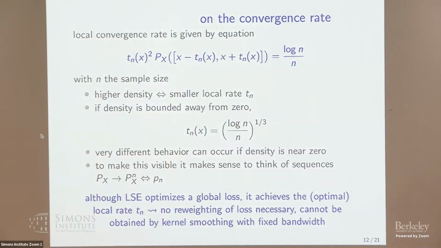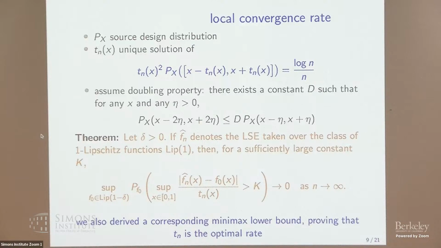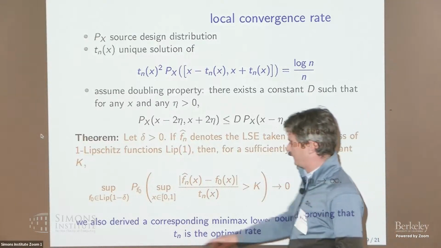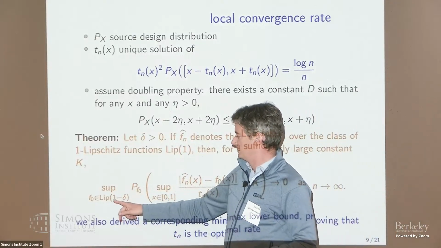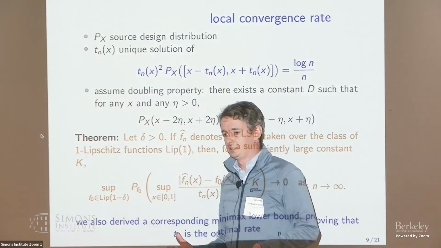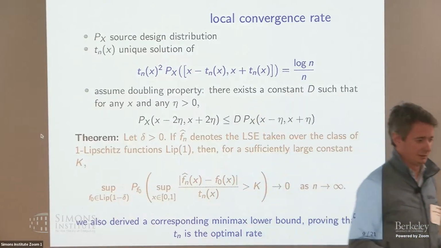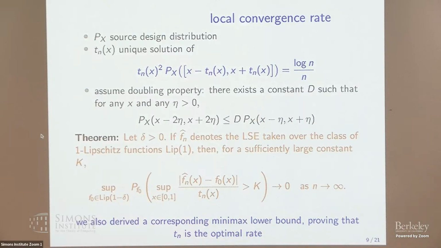So back to delta. You're going over the class of 1 minus delta Lipschitz. Is that the Lipschitz constant? Yeah, that's the Lipschitz constant of the true regression function. Say for simplicity, the true regression function has Lipschitz constant 1/2, but you take the least squares estimator over all 1-Lipschitz functions. So you look at a bit larger class. Okay, thanks.